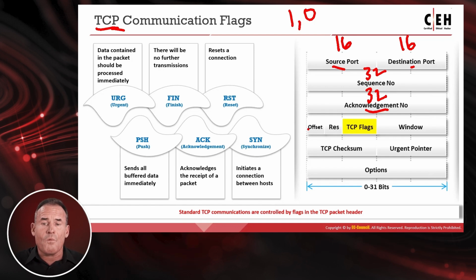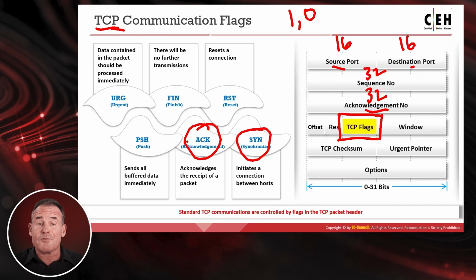So we won't worry too much about offsets and reserved, at least their positioning in the packet. The TCP flags is right about here in the header. And there are 6 flags that we're going to talk about. There's actually a couple more, but we're not going to worry about those too much right now. SYN is used to synchronize a connection. You'll see that during the first and second steps of a connection establishment or a TCP three-way handshake.